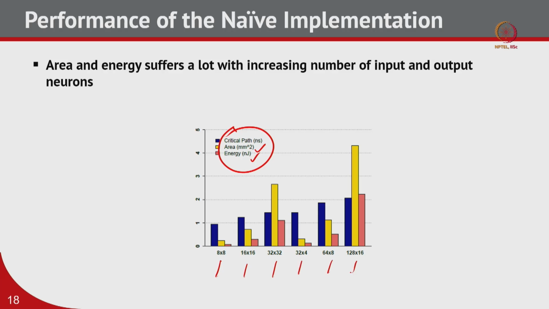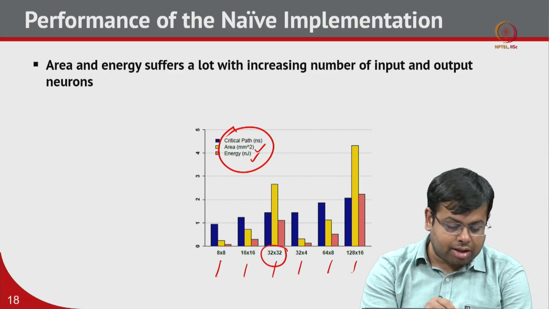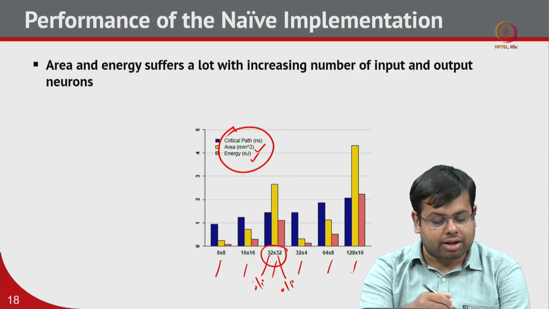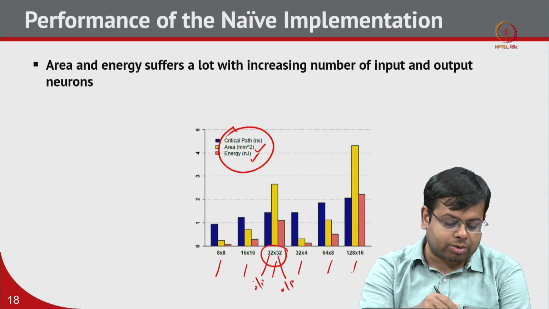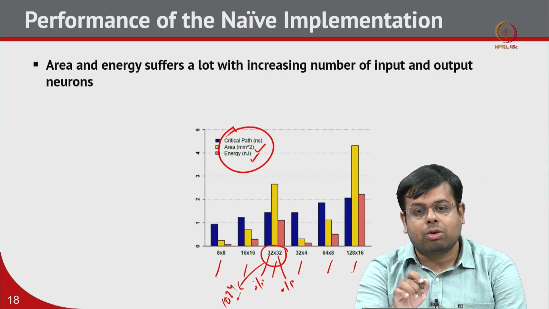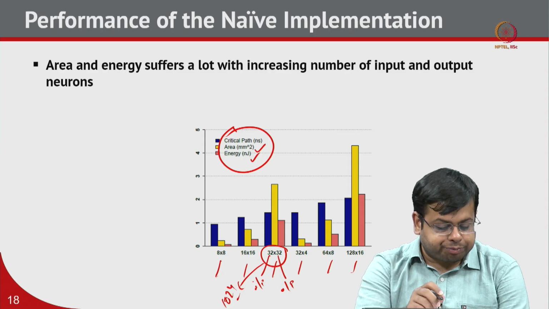Whenever we say 32 by 32, that means there are 32 inputs and 32 outputs of the fully connected layer, right. And if we have a 32 by 32 fully connected layer, that means the total number of synapses is 32 multiplied by 32, which is 1024. The total number of weights is 1024, right.